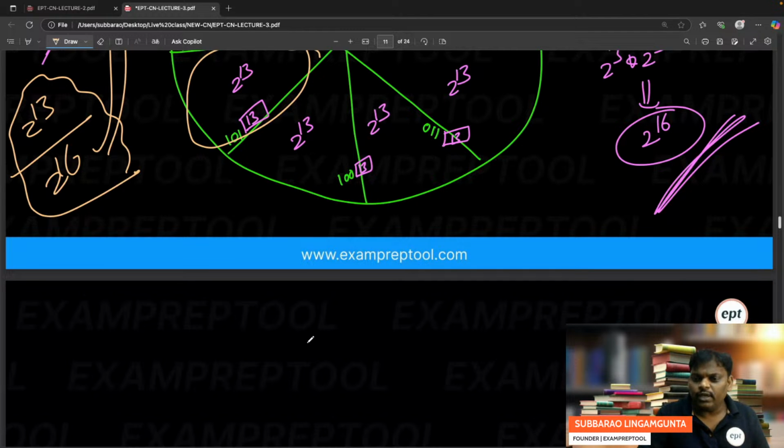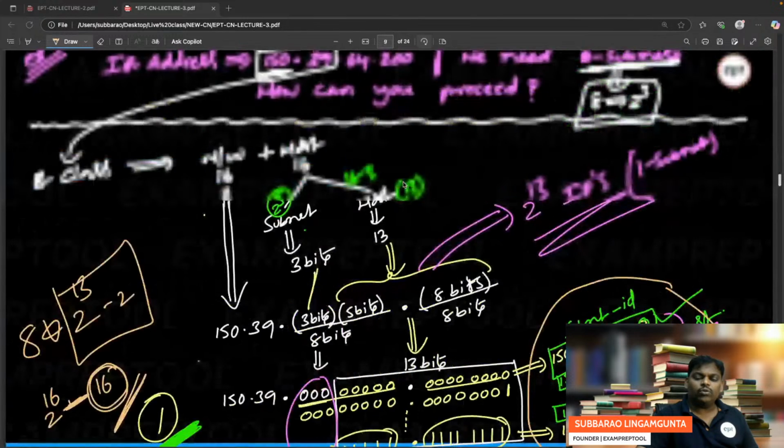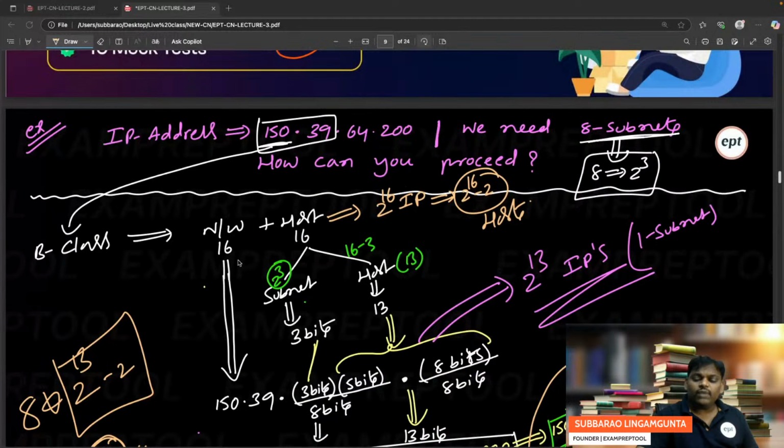Let me know if anyone has any objection. Until now, I didn't see any in your comments. Let's check. Someone is saying, why 3 bits for subnet? Is there anyone who has a doubt now? Let me know.